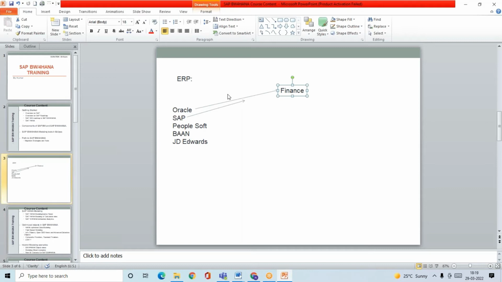Finance is very famous in Oracle. It is one of the most famous products in the ERPs. Suppose the client wants to implement only finance, then definitely I will suggest Oracle Finance is very good. No other product is as good as Oracle Finance. PeopleSoft, why is PeopleSoft famous for?